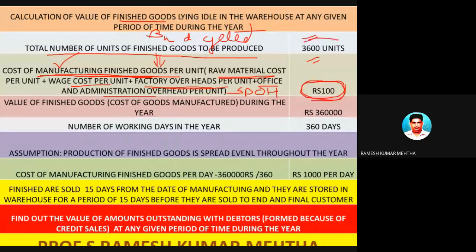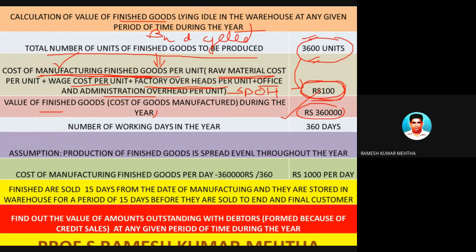So if you want to manufacture 3600 units, then you have to invest a capital or working capital of 3600 units into 100 rupees, that is 3 lakhs 60,000 rupees. So the total value of finished goods which are manufactured during the year is 3 lakhs 60,000. Number four is the number of working days in the year.